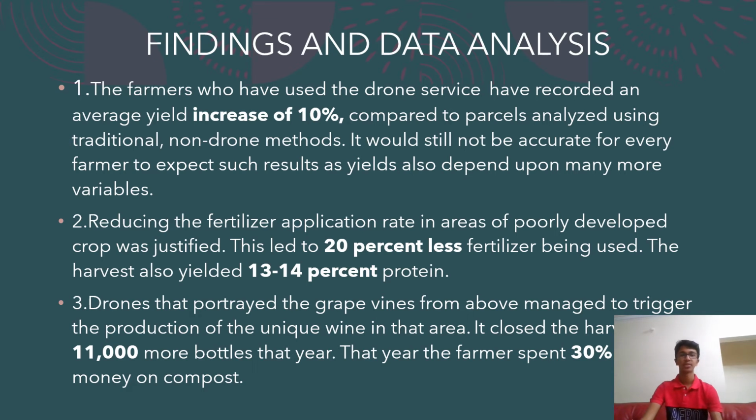Reducing the fertilizer application rate in areas of poorly developed crop was justified. This led to 20% less fertilizer being used. The harvest also yielded 13 to 14% protein. Now, this is quite a lot of cost cutting.